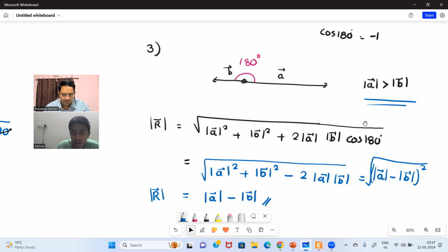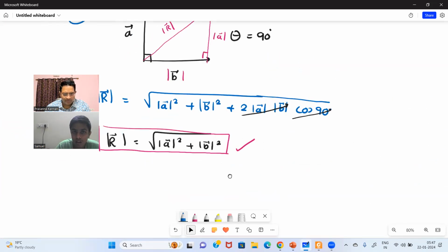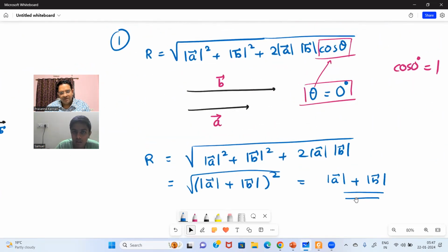Is it clear to you now? Got it, sir. You should be able to do these mentally so that you directly get the answer. The moment I say 180, it is a minus b. The moment I say 90, it is root of a squared plus b squared. The moment I say 0, it is a plus b. Is that clear? Yes, sir.